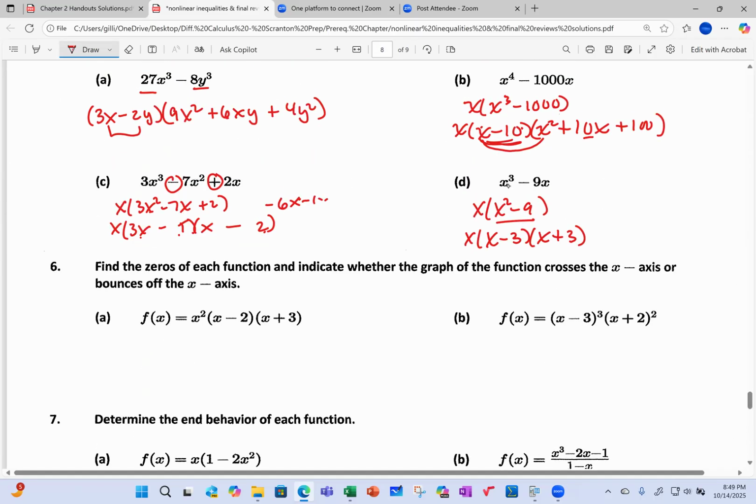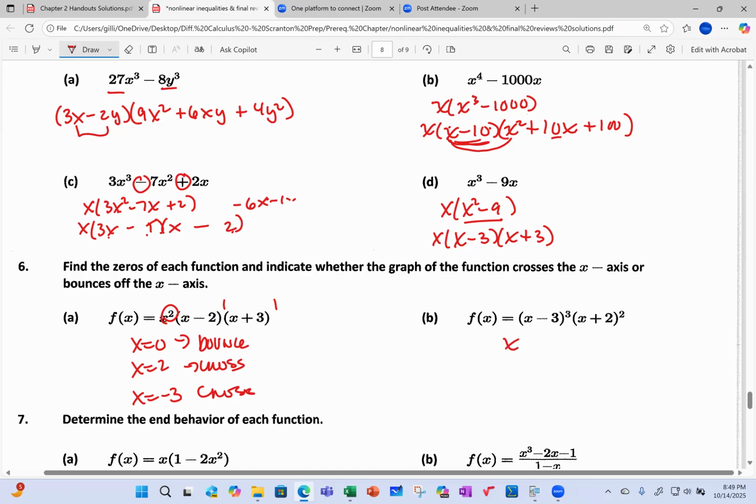In the next part, the zeros are x equals 0, x equals 2, x equals -3. Because of the even power, it's going to bounce off the x-axis, and here it's going to cross and cross because of those odd powers. Over here, x equals 3 and x equals -2. -2 comes from the even power, so it's going to bounce off the x-axis, and here it's going to cross.